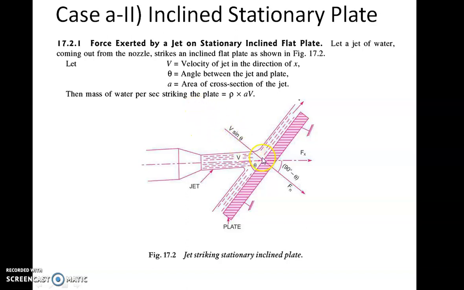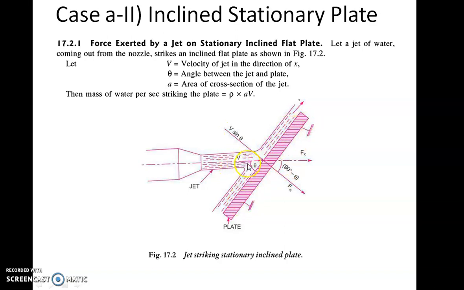So now this will be the same case as the previous one, where the jet strikes the vertical plate in the perpendicular direction. So you can treat this case like the previous case, but you have to resolve this velocity in the normal direction for calculating the force in the normal direction to the inclined plate. So how will you resolve this velocity?